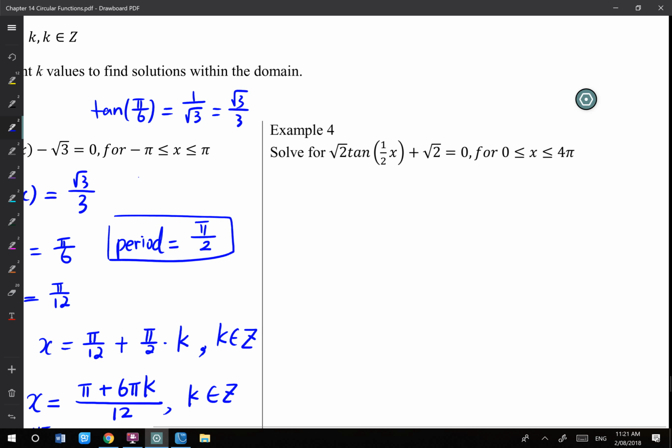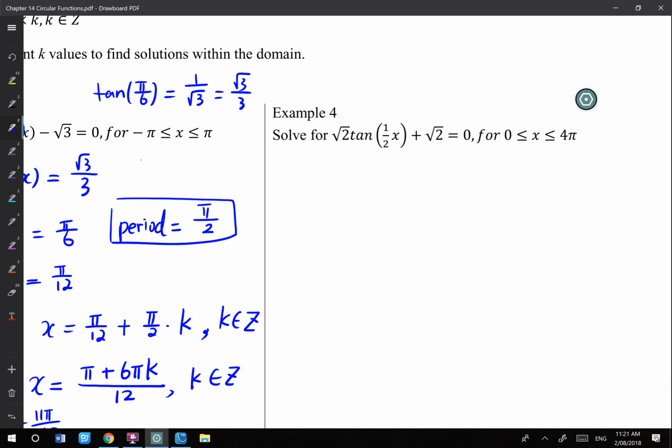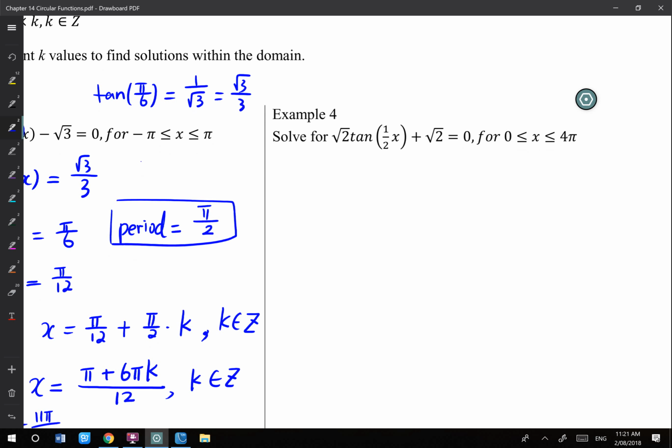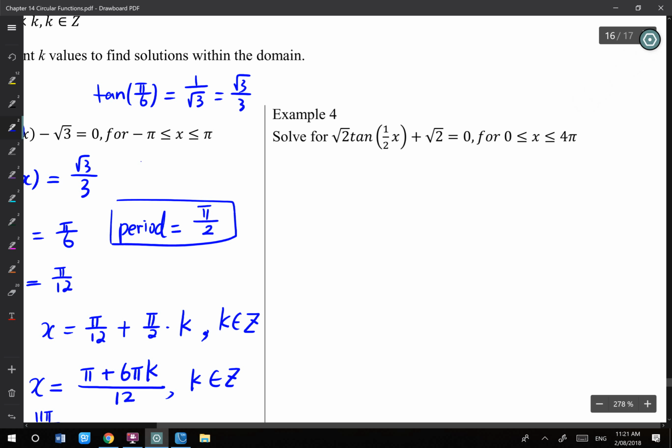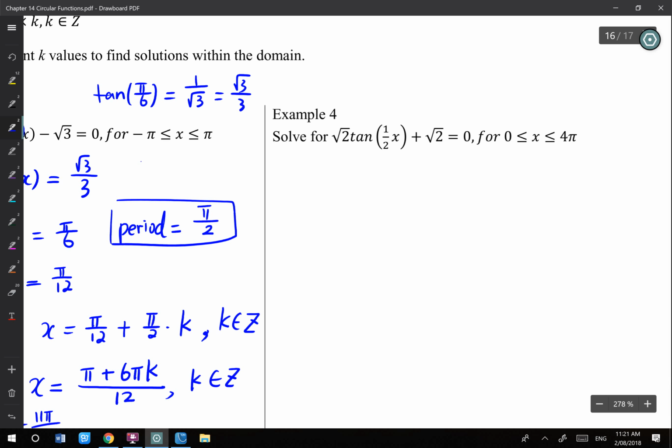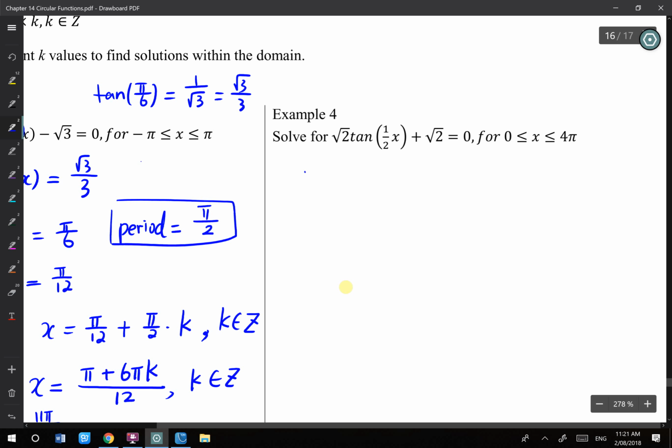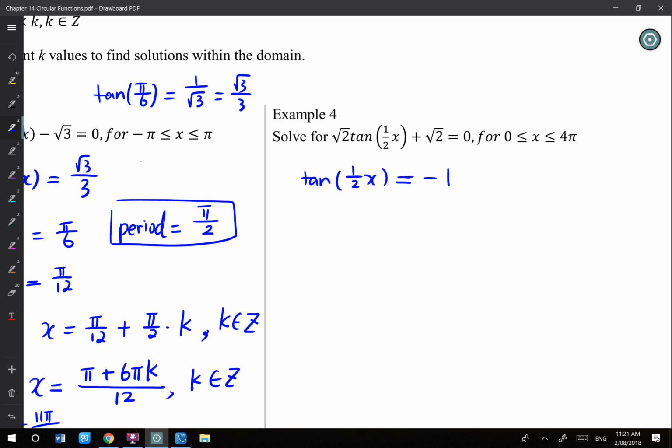Okay, let's see the next one. Well, next one is the -1. So positive one is really easy. Tangent would give you that value, and then the bracket is just that value. Let's think about the negative. The negative is, this is tangent a half x equals to -1. Okay, so -√2 divided by √2 is -1.